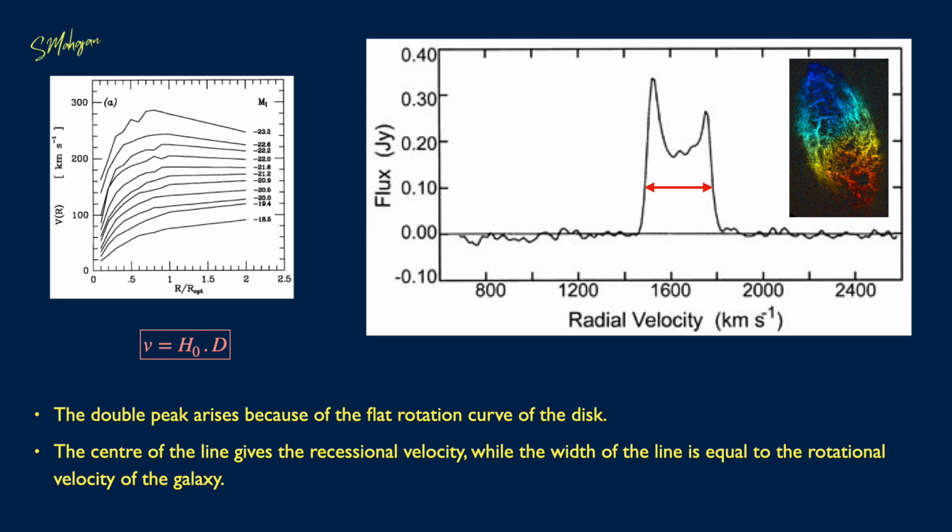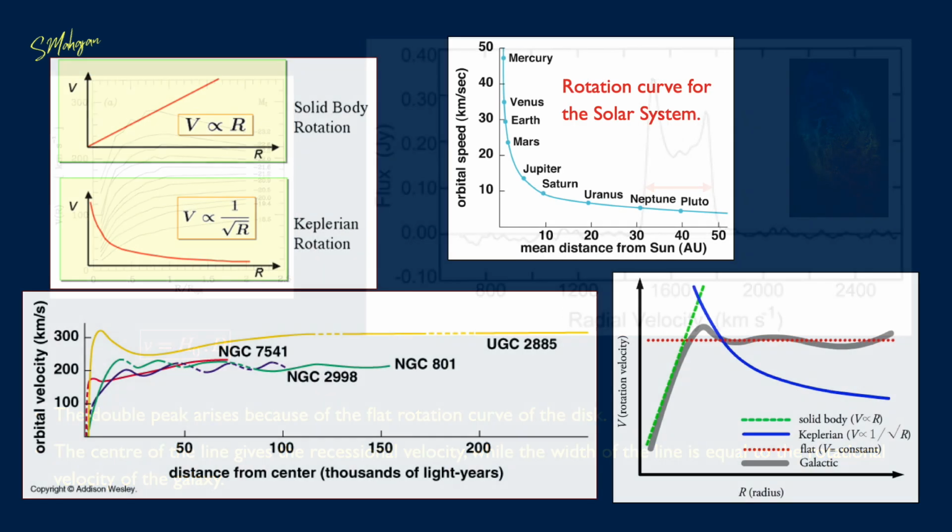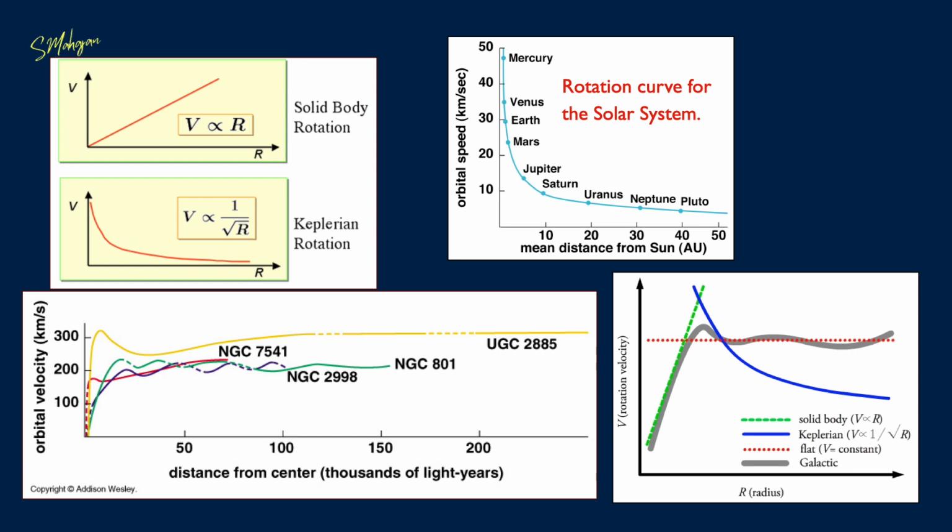On the other hand, the width of the line is equal to the rotational velocity of the galaxy. It is a common practice to use the 20% or 50% of the maximum flux to determine the width of the HI line. The double peak of the HI line arises because of the flat rotation curve of the disk. A rotation curve is a graphical representation of the rotational velocity v as a function of the distance r from the center of the galaxy. In fact, it is observed that rotation curves of many galaxies have nearly constant velocities as a function of radius.